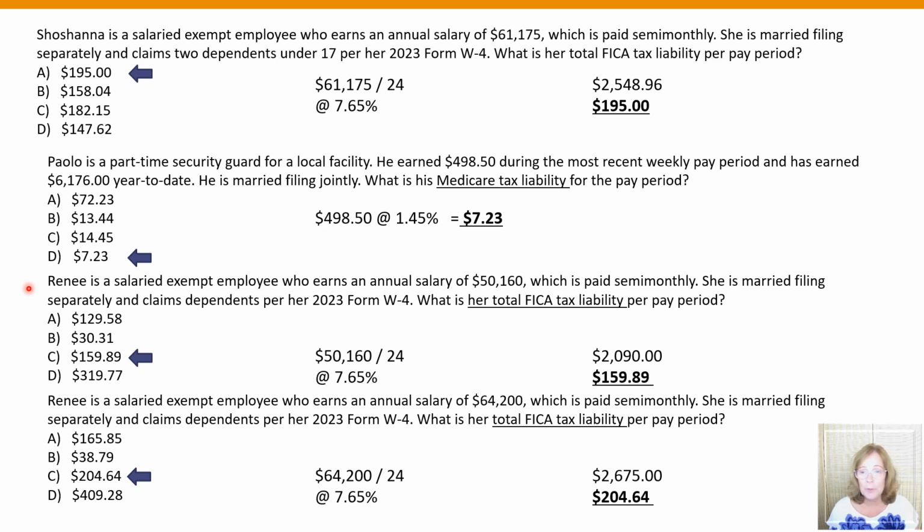Just like we did in the first example, we divide the annual salary by 24 because Renee is paid semi-monthly, which results in $2,090. And then multiply the $2,090 by 7.65% to get the FICA tax of $159.89. The last example is the same except for the salary of $64,200. So we divide the salary by 24 for the semi-monthly wage of $2,675 and then multiply it by 7.65% for its FICA tax liability of $204.64.